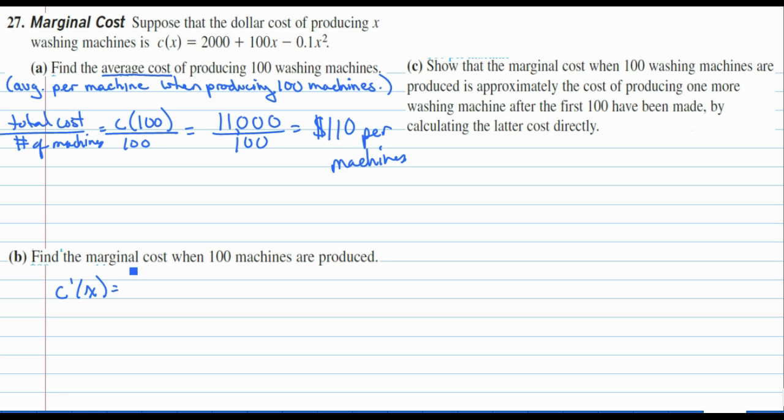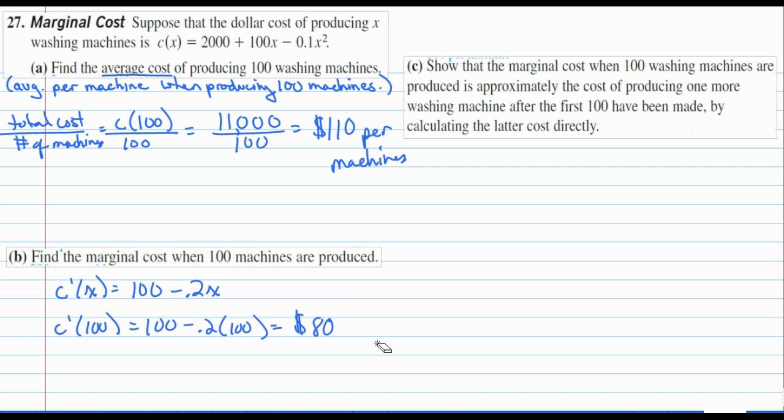Derivative of 2000 is 0, so then the derivative of 100x is just 100, x to the 0, so I don't have to worry about that. Drop 2 down as a coefficient, so minus 0.2x to the first. Now I need to find the marginal cost at 100 machines, and I get $80. Now let's think about that for a second. Marginal cost is dC/dx, and cost of x is total cost.